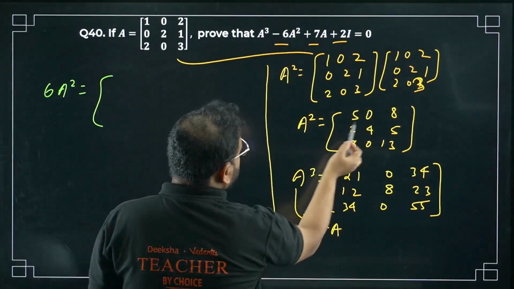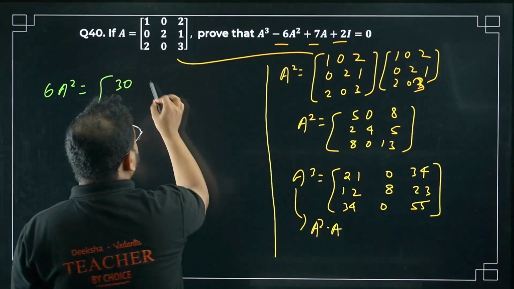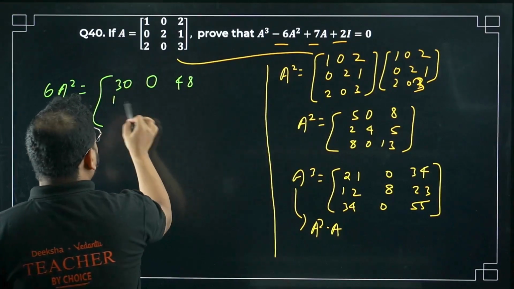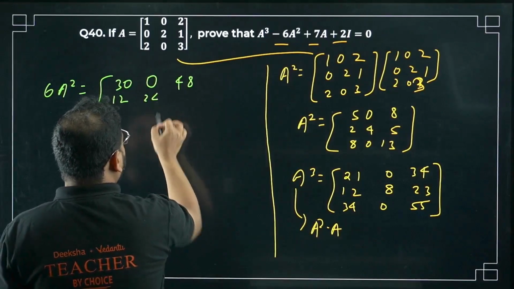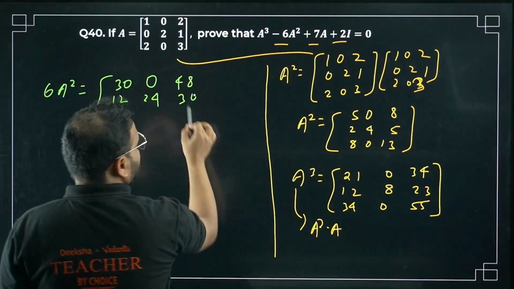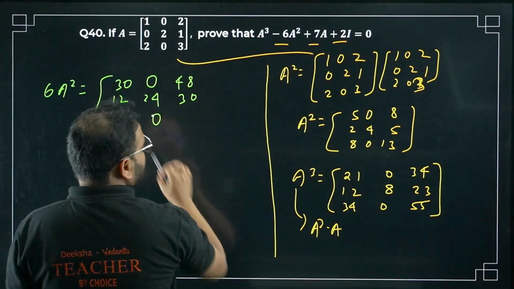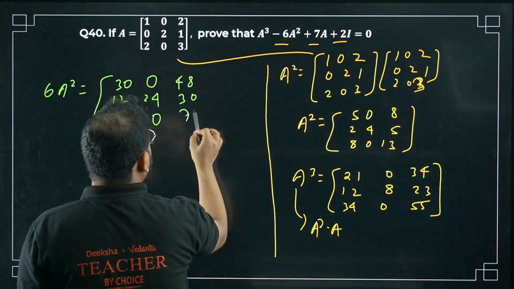For 6A square, multiply here. 6 into 5 is 30, 0, 48, 12, 24 and 30 again, 6 8s are 48 again, 6 0s are 0, and 6 13s are 78.